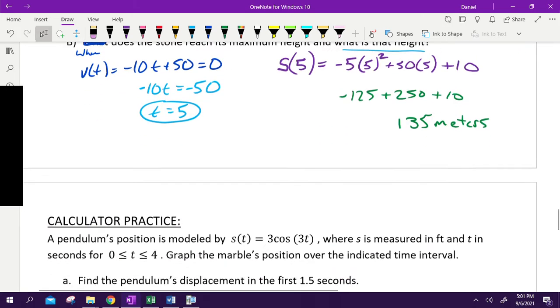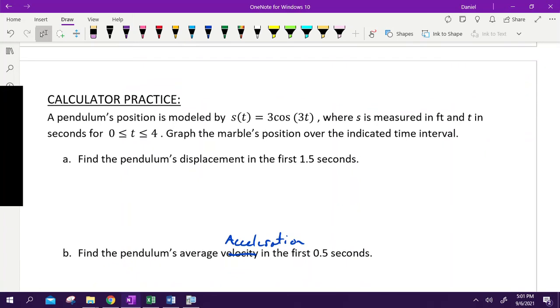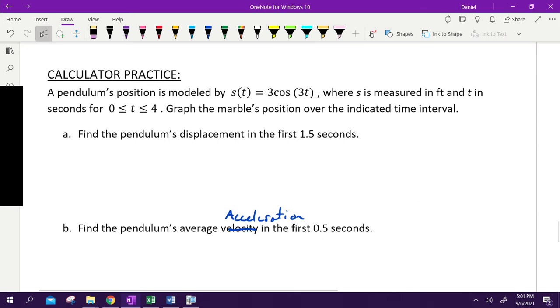All right, last one. Now we're going to do some calculator practice. So this is important. Again, on our test next, we're going to have some calculator on there. So we want to make sure we know what's going on. So a pendulum is modeled by this equation right here, where S is measured in feet and T is in seconds. Okay, so make sure we understand what a pendulum is.